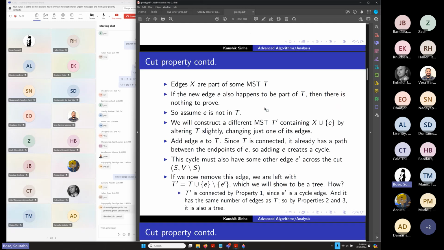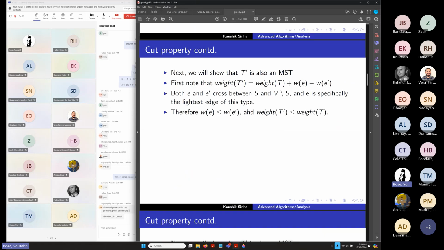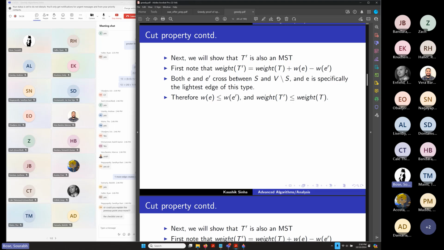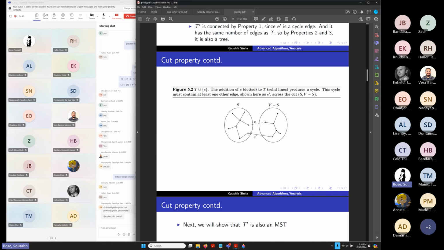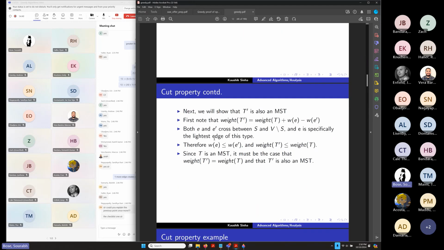That is what this says. That is, to the original tree's total sum of the weights, we are going to add an edge with our own weight and subtract the weight of E prime. This new weight of T prime, in order to prove that it is the better one, we will say that both E and E prime cross between these two sets, S and not S, right? They are the ones that are creating the cycle. And we are removing one of them.